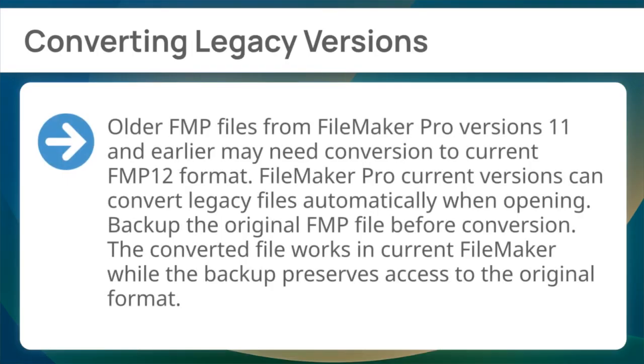Next, converting legacy versions. Older FMP files from FileMaker Pro versions 11 and earlier may need conversion to current FMP 12 format. FileMaker Pro current versions can convert legacy files automatically when opening. Back up the original FMP file before conversion. The converted file works in current FileMaker, while the backup preserves access to the original format.